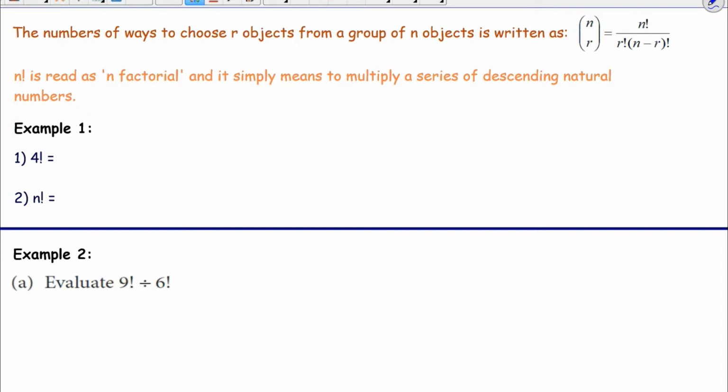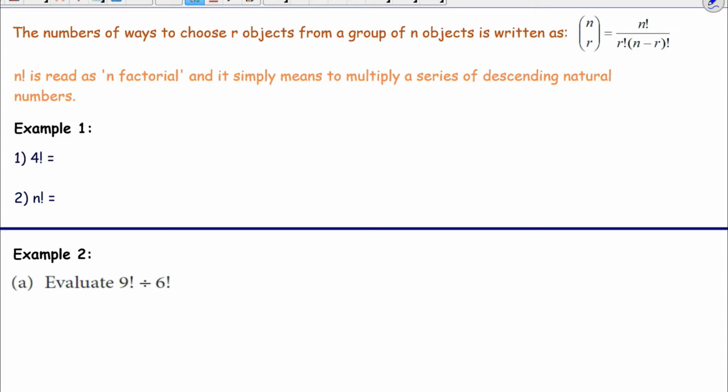There is a way, there is a formula. The number of ways to choose r objects from a group of n objects is written as n choose r. And n choose r is equal to n factorial over r factorial multiplied by (n minus r) factorial. I'm going to show you here how to work out those combinations.